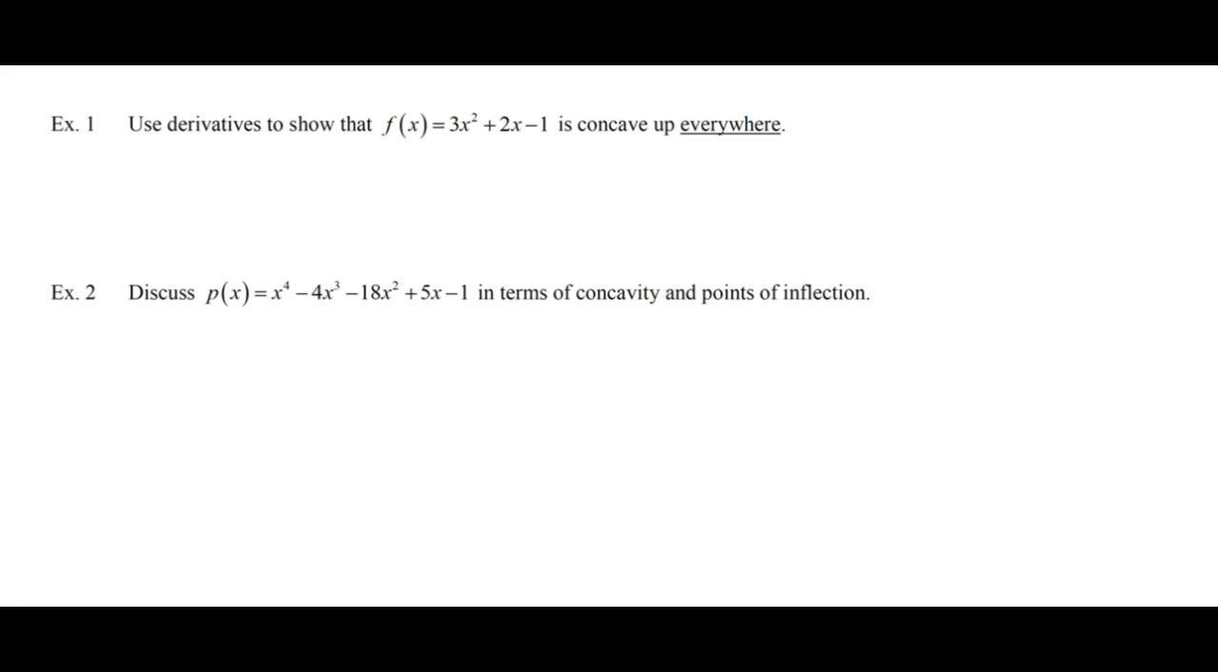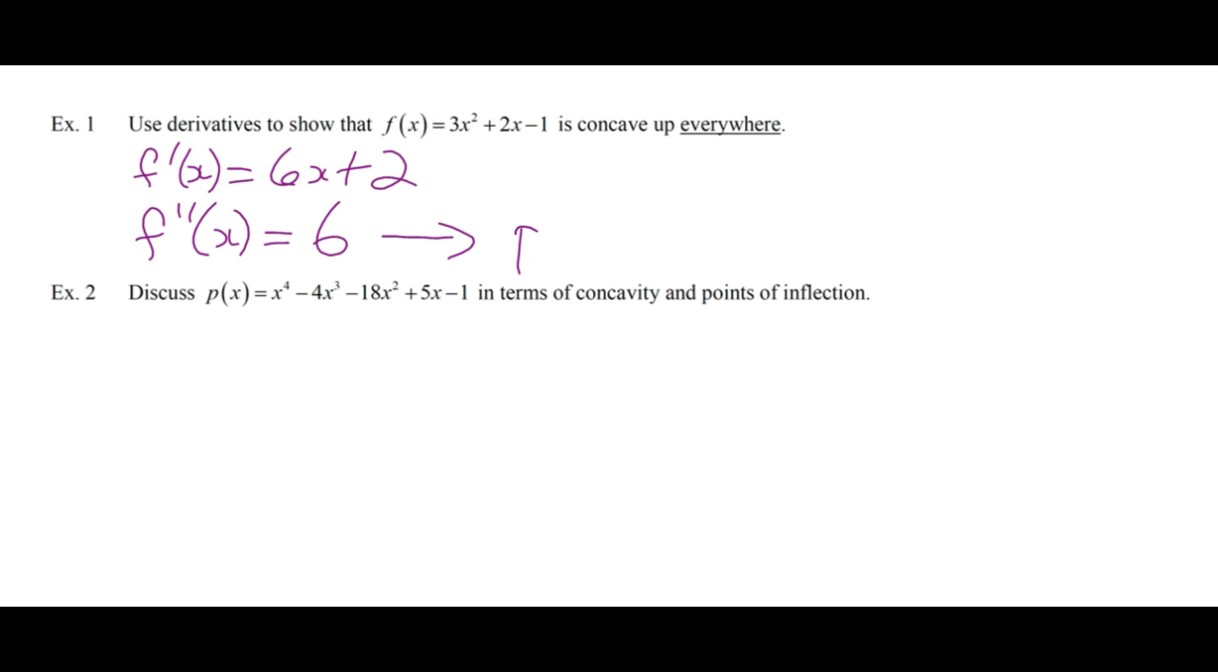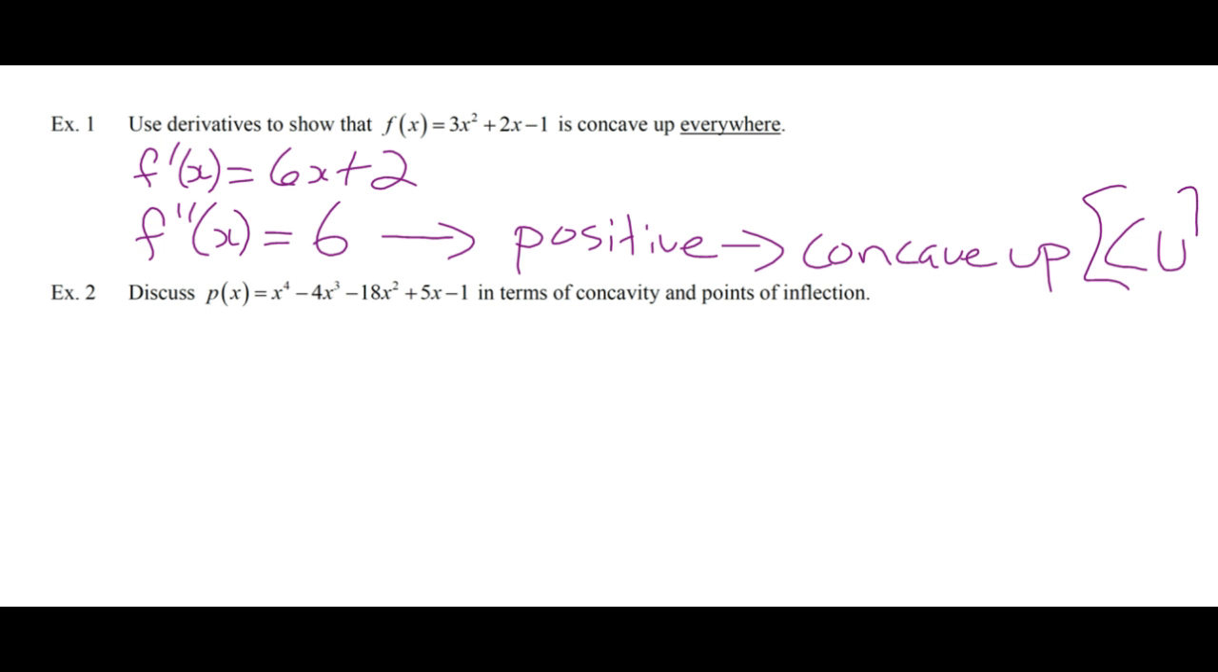Okay, so use derivatives to show that f of x is equal to 3x squared, sorry, that f of x is concave up everywhere. So what do we have to do to show that? We've got to find the second derivative. So we'll start with f prime of x, and then we get f double prime of x, which is 6. And what can we say about f double prime of x? It's positive, which means that it's concave up, hereinafter abbreviated as CU.